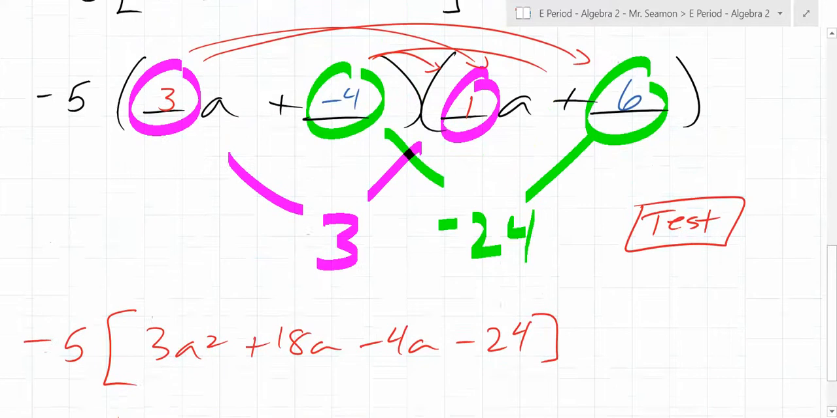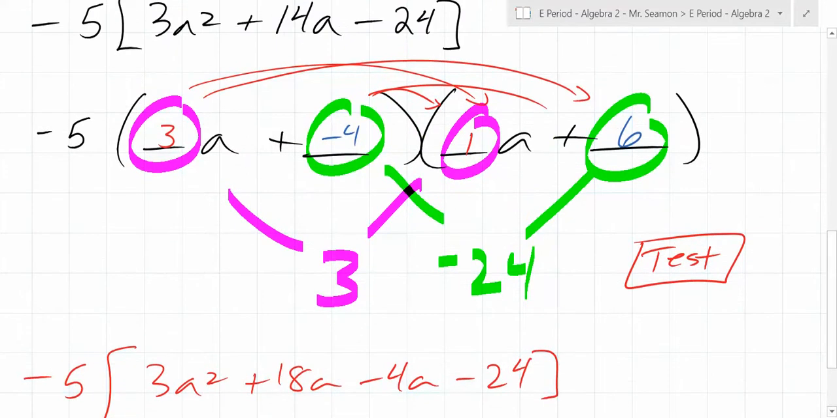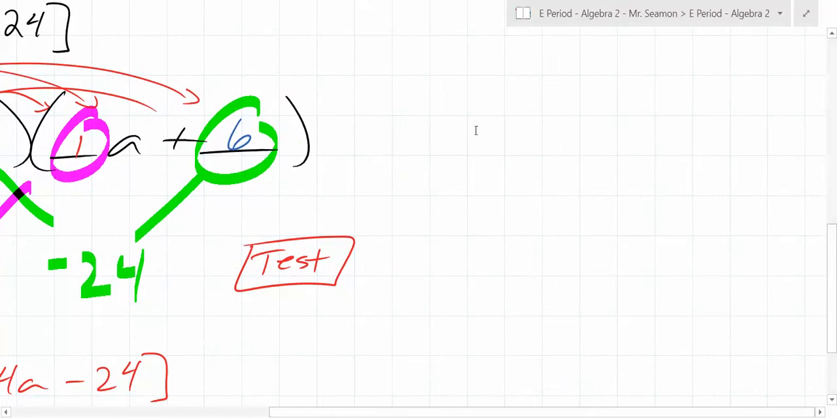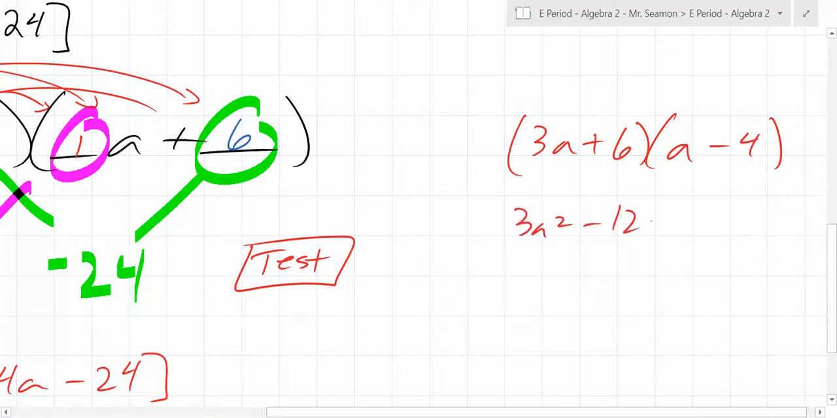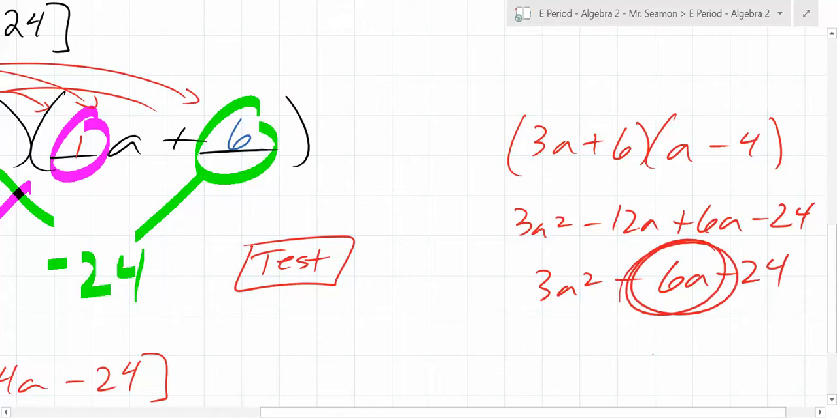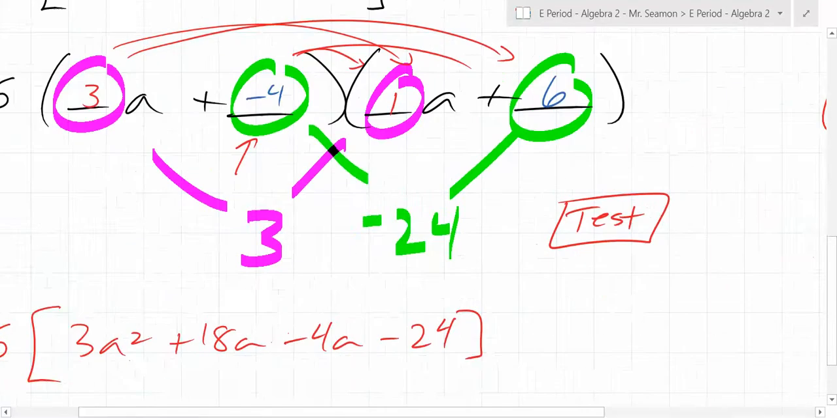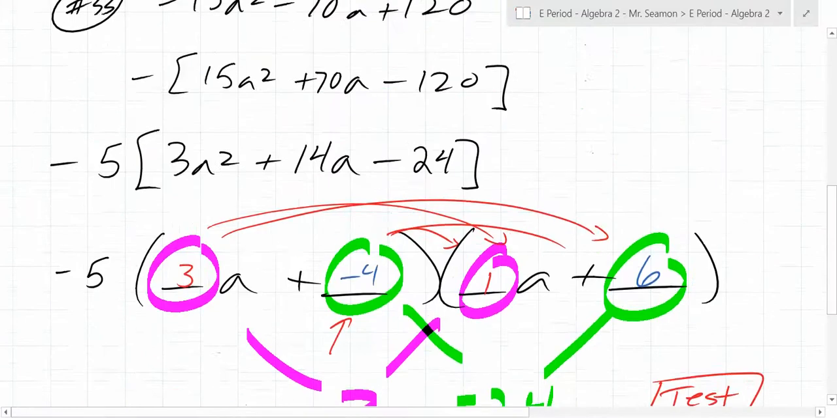If I had written plus 6 there and negative 4 in the other spot, would it have been correct? No. If you reverse the negative 4 and the 6, you get a completely different answer. For example, let's say instead we had done 3a plus 6 times a minus 4. All I've done is switch the 6 and the negative 4. Look what happens. You get 3a squared minus 12a plus 6a minus 24. Is this correct? No, it's not, because that is not the proper middle term. If you switch them, it's going to mess up the middle term. So you check it, and then your final answer is indeed what you thought it was.